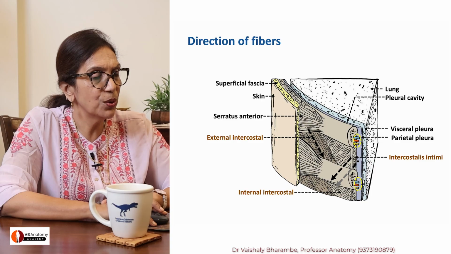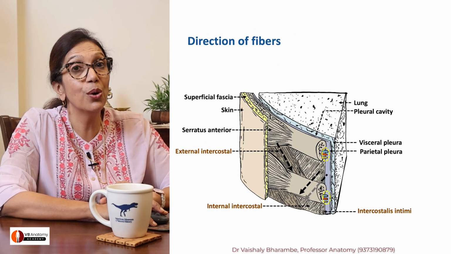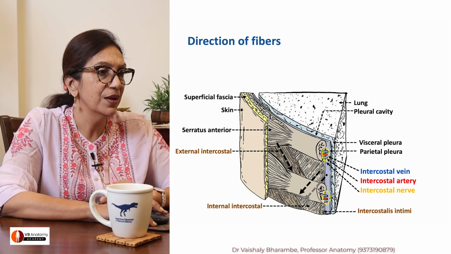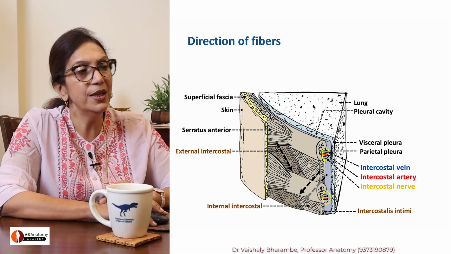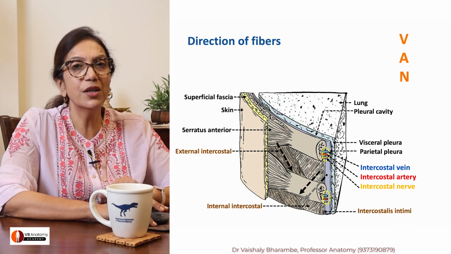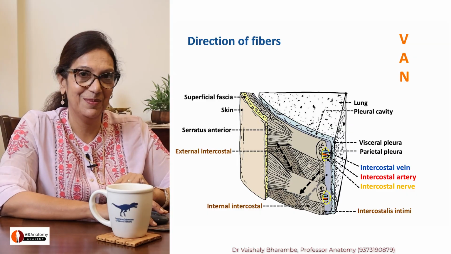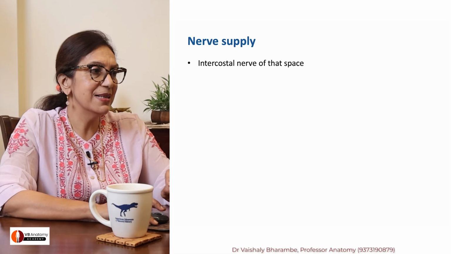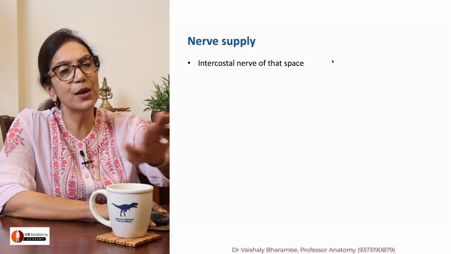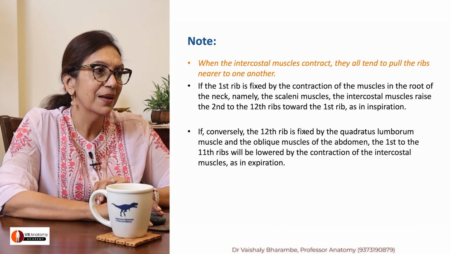Now here let's focus on these two. These are the contents of the costal groove: the intercostal vein, the intercostal artery, and the intercostal nerve. Structures from above downwards are vein, artery, nerve, VAN. So nerve supply for all these muscles is the intercostal nerve of their own space. Okay, so that's easy to remember.